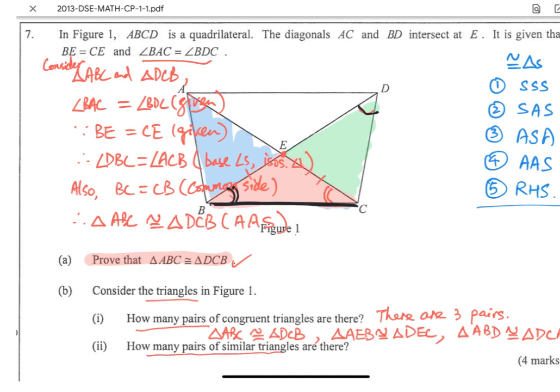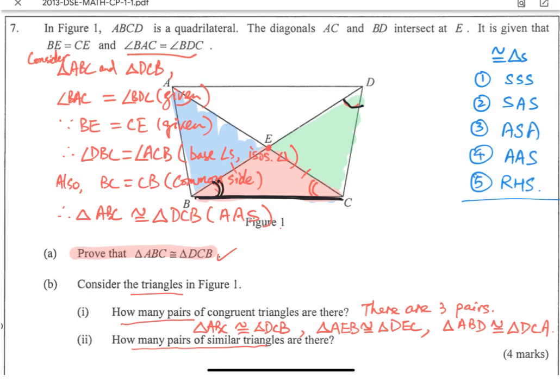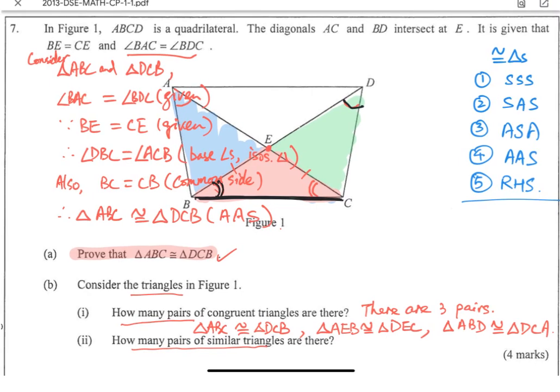We know that congruent triangles are similar triangles, so at least we have 3 pairs. And besides these 3 pairs, we also have triangle BEC similar to triangle AED. These two angles are equal, these two are equal, and they are parallel alternate angles.